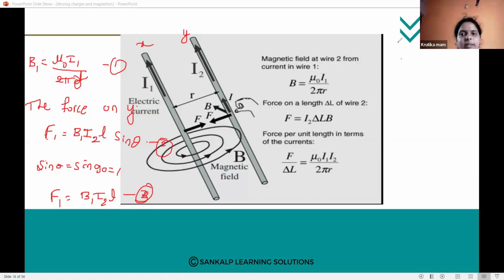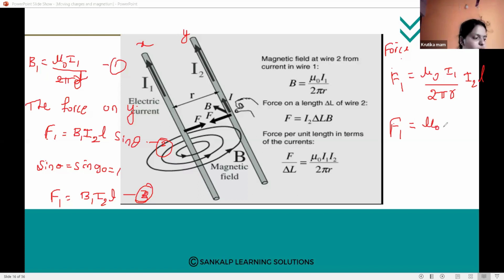Now we are deriving the expression for the force between the two parallel current carrying conductors. So therefore, substituting equation 1 in 3, that is F1 is equal to B1 I2 L. So what is B1? B1 is nothing but mu naught I1 divided by 2 pi R. B1 I2 into L we are writing as it is. So if I do a little arrangement of the equation, it looks like this. That is F1 is equal to mu naught I1 I2 into L divided by 2 pi R.